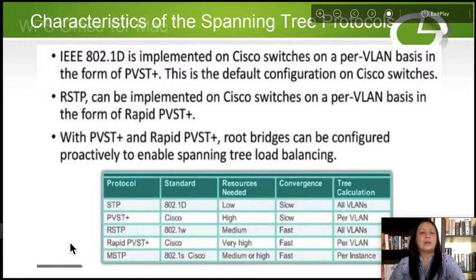Now the characteristic of the Spanning Tree Protocols: STP is implemented on Cisco switches on a per-VLAN basis in the form of PVST+. This is the default configuration on Cisco switches. RSTP can be implemented on Cisco switches on a per-VLAN basis in the form of Rapid PVST+. With PVST+ and Rapid PVST+, root bridges can be configured proactively to enable spanning tree load balancing.